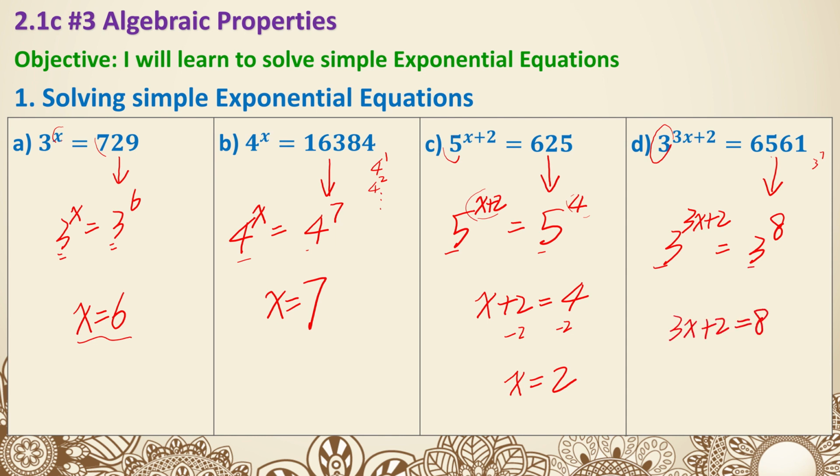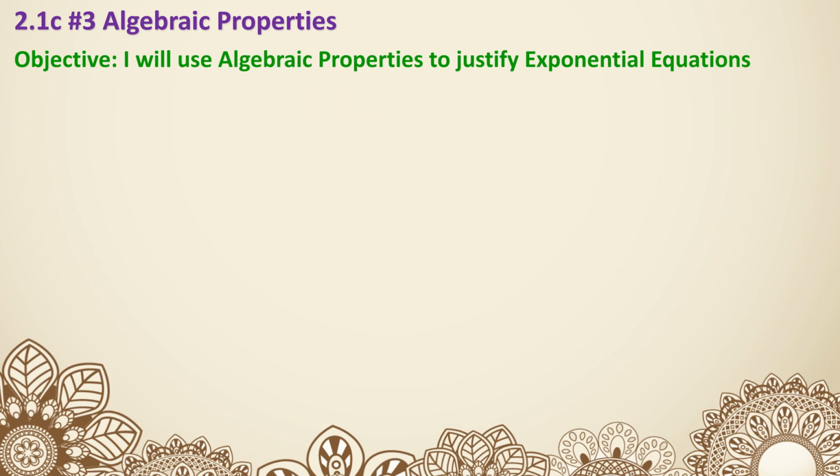So 3x plus 2 has to equal 8. Subtract 2 on both sides, 3x equals 6. Divide by 3 on both sides, x equals 2. And that's how we solve these simple exponential equations. Now let's justify some of the solving steps.